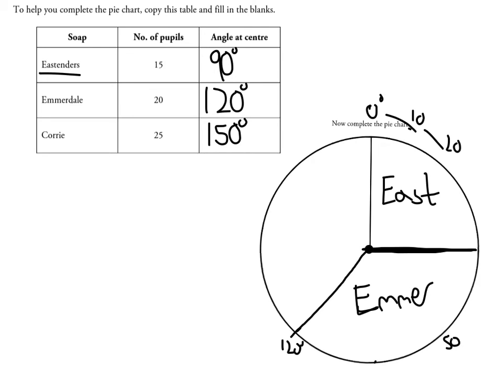And then lastly, again, I would put my protractor so that the zero is on this line here, and then I would count round all the way, so I would go past 20 degrees, 30, 40, 50, 90 degrees might be about here, 120, and then hopefully I'd see 150 right at the back where I started at. And then I would label this curry. I've got my completed pie chart, which has been labelled.